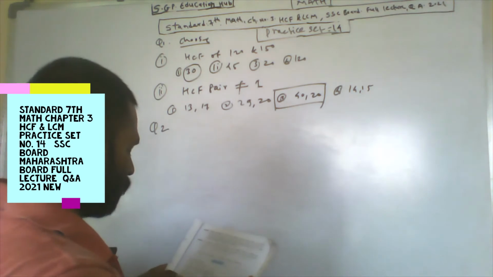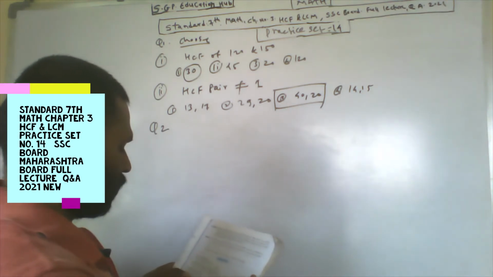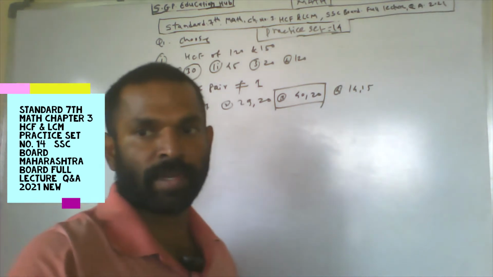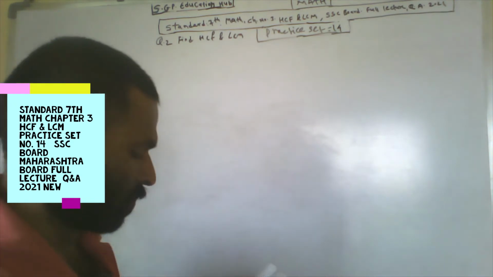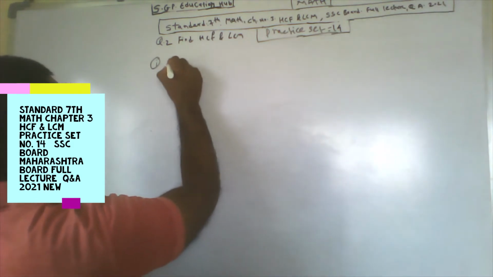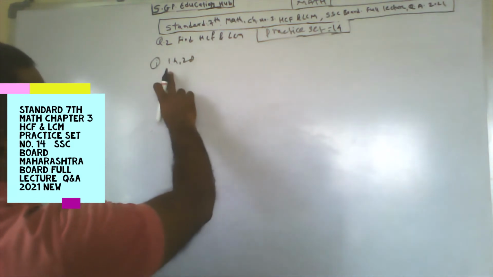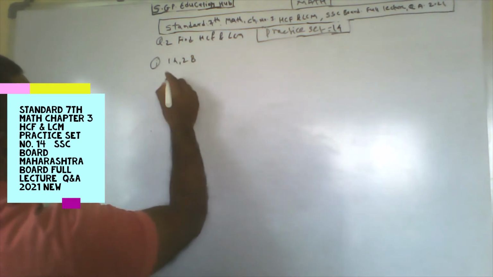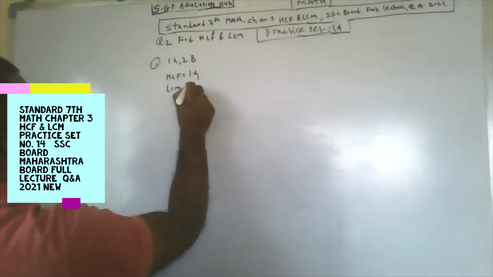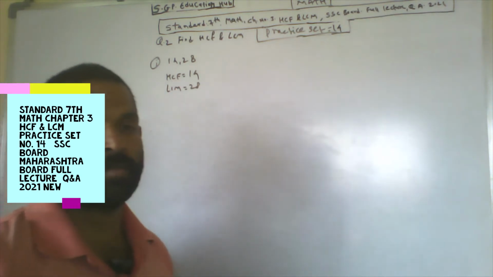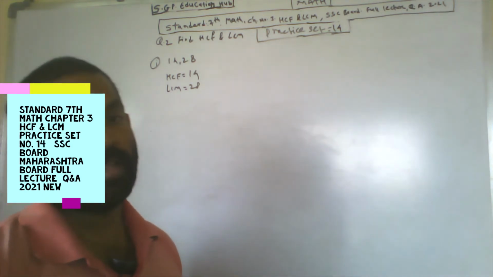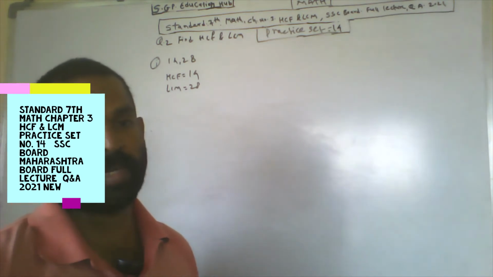Now question number 2. Question number 2 is: find the HCF and LCM. There are 5 sub questions. First is 14 and 28. So the HCF is 14 and the LCM is 28. Remember that when two numbers are given and the bigger number is a multiple of the smaller number, then the smaller number is the HCF and the bigger number is the LCM.